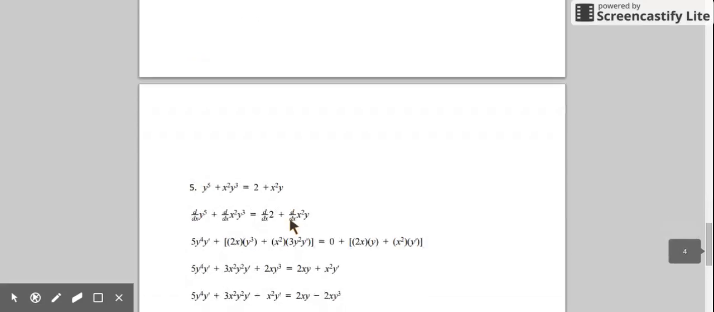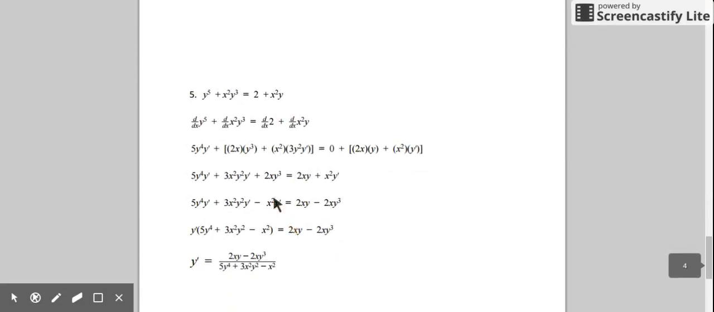One more example. Let's see if we can handle this one. So again, we're deriving implicitly. We're going to derive each term individually with respect to x. So the derivative of y to the fifth with respect to x is 5y to the fourth times the derivative of y. The derivative of x squared times y cubed means that I have to use my product rule. So the derivative of x squared is 2x times the original second function, y cubed, plus the original first function, x squared, times the derivative of the second. So the derivative of y cubed is 3y squared times y prime, because we're doing it with respect to x.